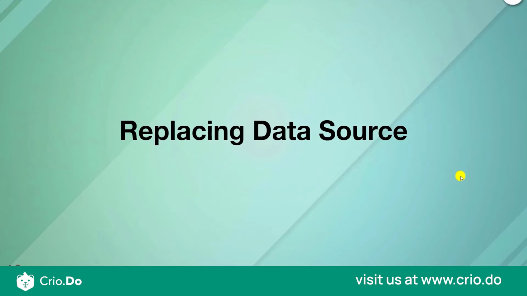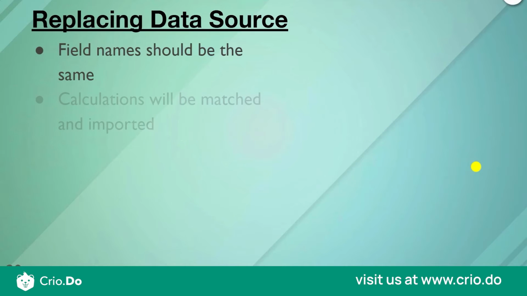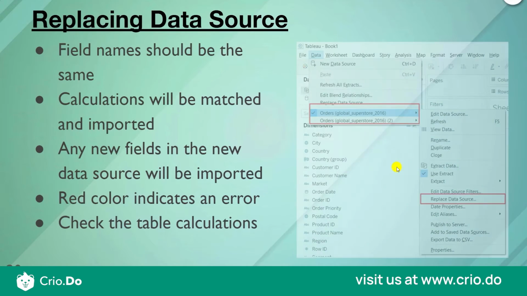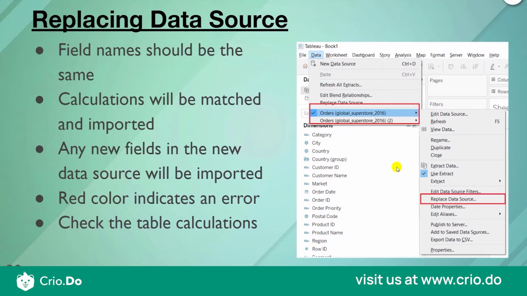Next topic is replacing a data source, and we will just go into the data source. Why we are replacing the data source: whenever you're working with multiple data sources and you want to replace a data source with a new one which contains new, updated data, new columns, or new data, and you want to replace the particular data source with the other data source, then you use the replace data source option.